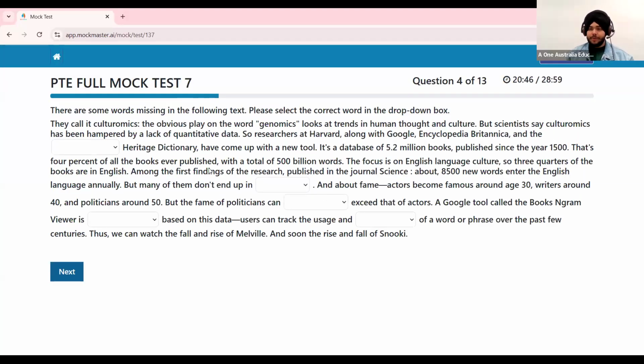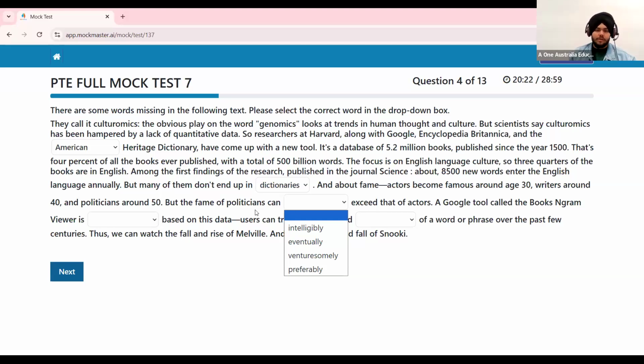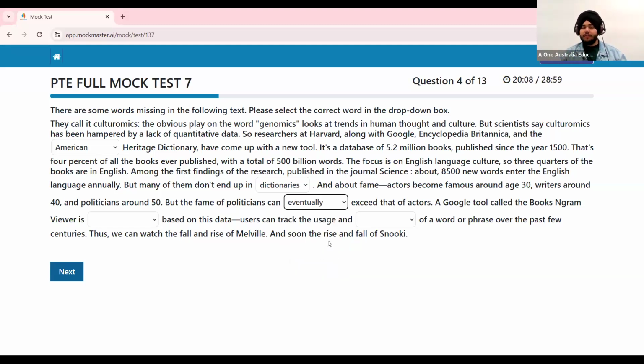Okay. Now let's pick up the speed a little bit. And the dash Heritage Dictionary. So I'm pretty sure it is American because we're talking about a dictionary. But many of them don't end up in dash. Pretty sure it's dictionaries because we are talking about dictionaries. But the fame of politicians can dash exceed that of actors. The fame of politicians can exceed actors. So I can say the fame of politicians. Now it is not preferably because no one is preferring. This word I'll not even focus on. Venturesomely doesn't make sense. Intelligibly, there's nothing talking about that. So it would be eventually, means in the future, eventually, in the future, most likely it would cross.